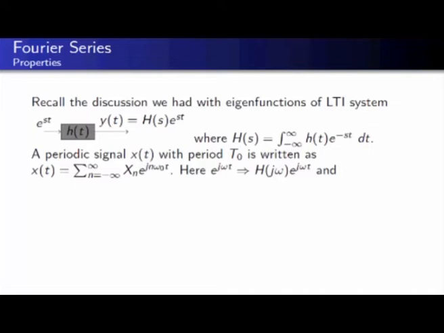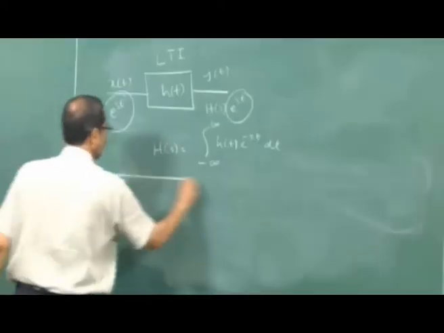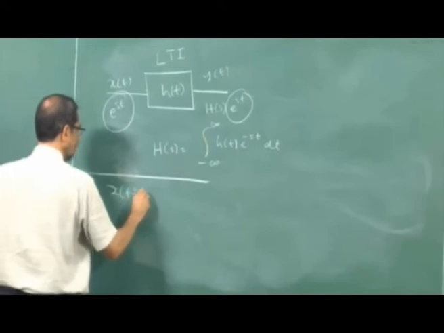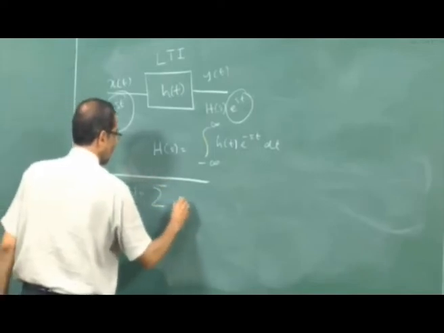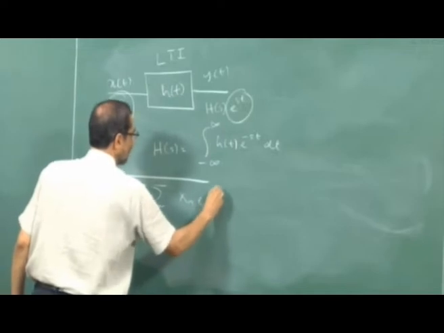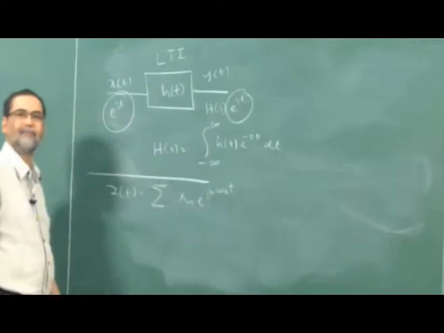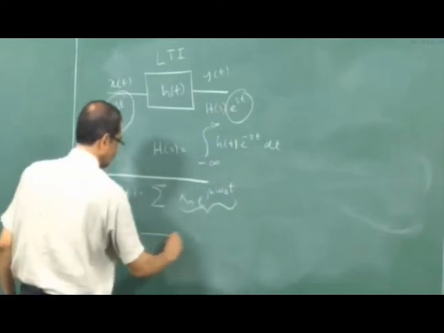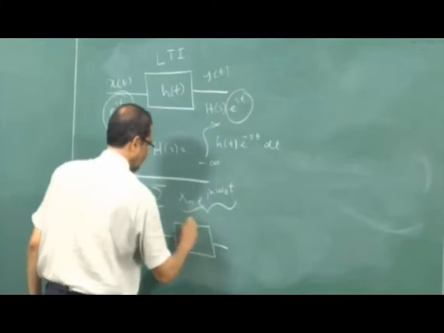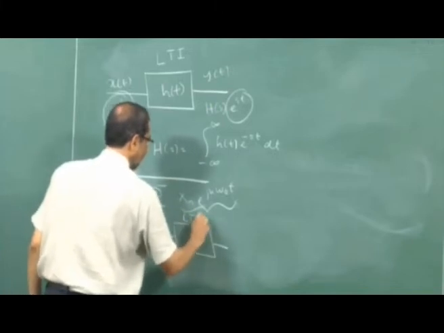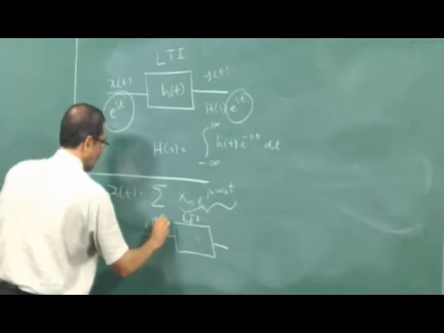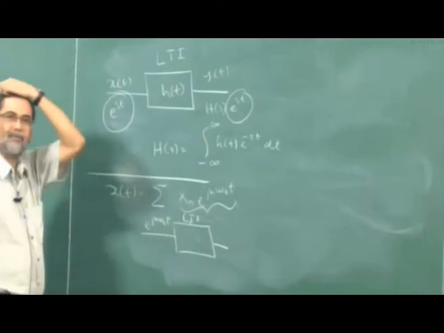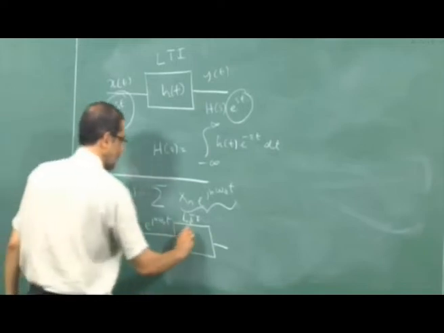I am saying here, any periodic signal x of t can be written as a Fourier series. So if x of t is periodic, I can write this as the sum of xn e raised to j n omega naught t. What this means is, you take the nth term and feed that to an LTI system. E to the power of j n omega naught t, impulse response is h of t.